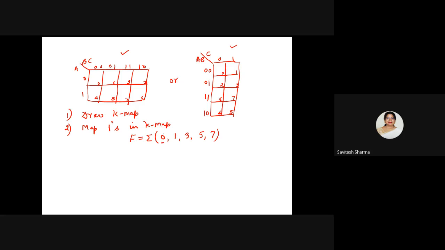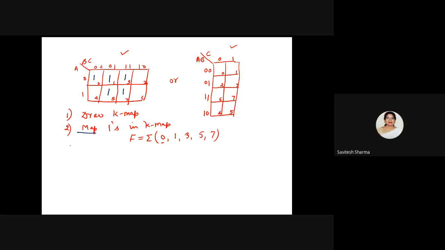Here the minterm is 0, so in cell number 0 you will mark 1. Here 1 is given, so you will mark 1. Here 3 is given, so you mark 1 in cell number 3. 5, you will mark 1 in cell number 5. 7, you will mark 1 in cell number 7. So this is the second step where I am doing the mapping. So this is mapping based on the given function. Got it?